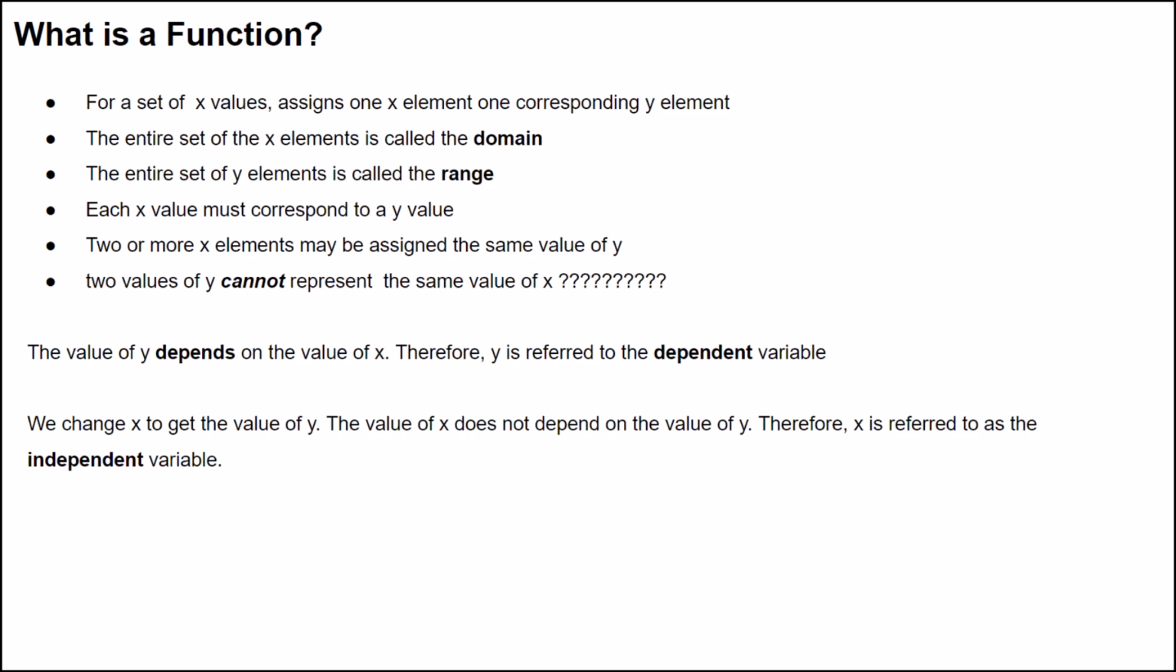Two or more x elements may be assigned the same value of y. However, the reverse is not true. For any value of y, you cannot have the same x value. And when we're talking about functions, we usually plug in x values, let the function operate on it, and that gives us the y value. So since the value of y depends on the value of x, we call y the dependent variable. Since the value of x determines the value of y and does not depend on the value of y, we call x the independent variable.